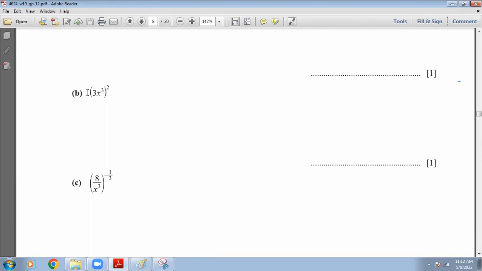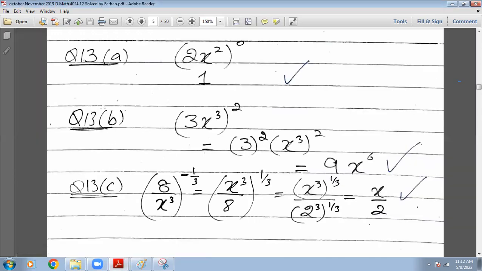He says 3x cubed and whole raised to power 2. So this 2 is power for the 3. This 2 is also power for the x cubed. So we will give them both this power. So 3 squared, that will be 9. X cubed and squared. Power of the power multiplies with each other. So 3 and 2 will multiply. So you will have x raised to power 6. So the answer is 9x raised to power 6.